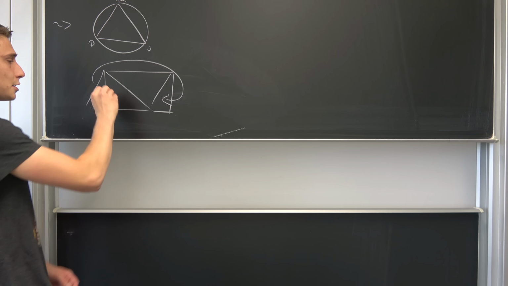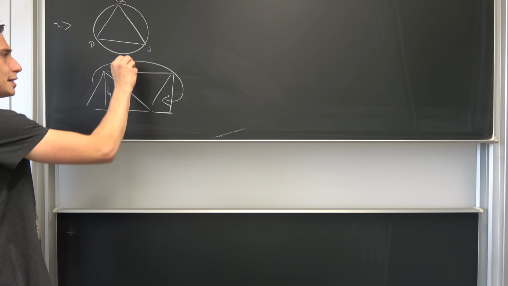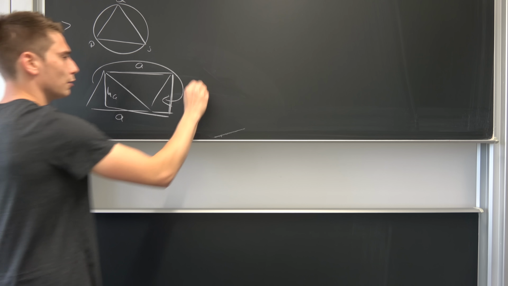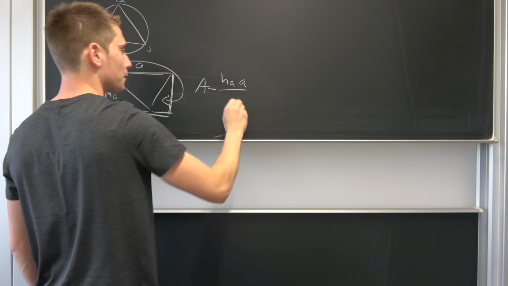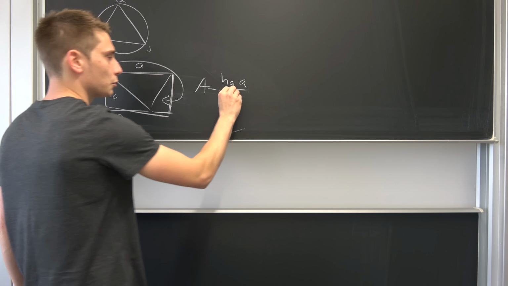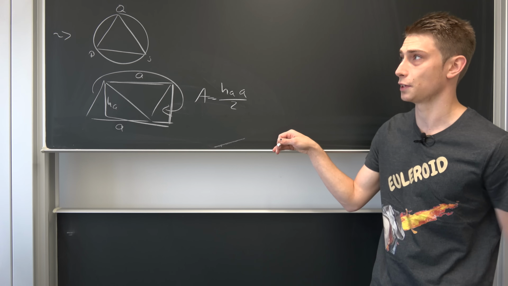And now we have the height right here on our side A. This is the side A. And you see, this is also the side A, and we have a rectangle right here. So the area of this rectangle is nothing but the height on A times A. And if we want to get the area of our triangle, we just have to divide this whole thing by 2. So that's the area of a triangle.